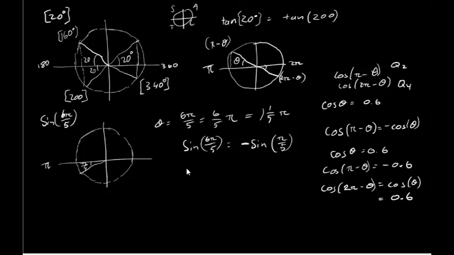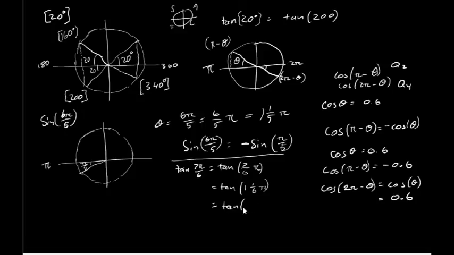And last couple of questions, we've got tan of 7 pi over 6. I want to work out the exact value. So tan of 7 pi on 6, well, that's the same as tan of 7/6 of pi, tan of 1 and 1/6 of pi, which I can say as pi plus pi on 6.